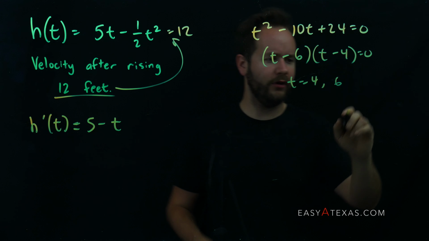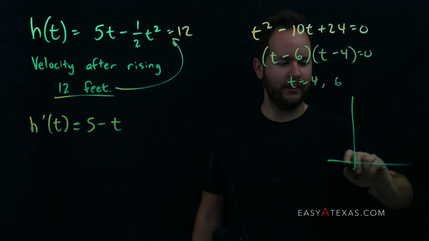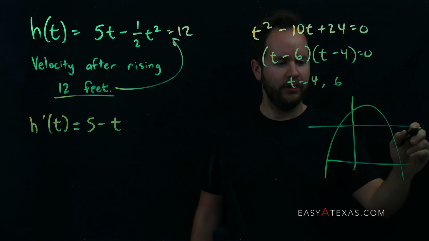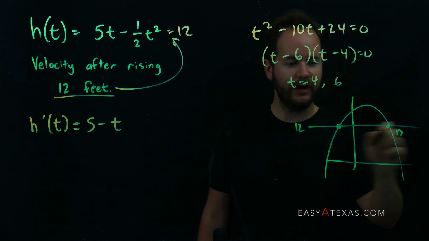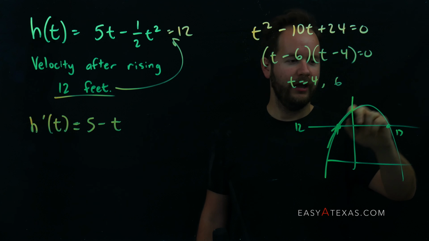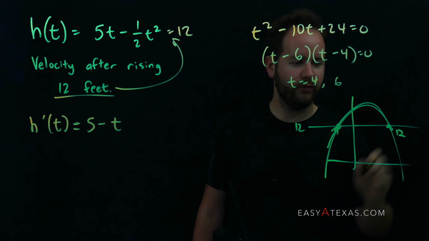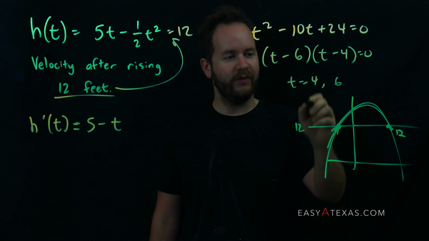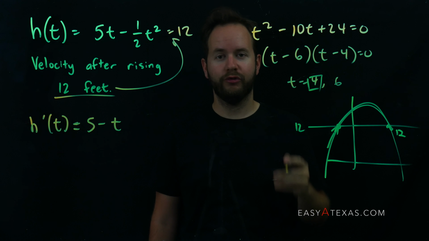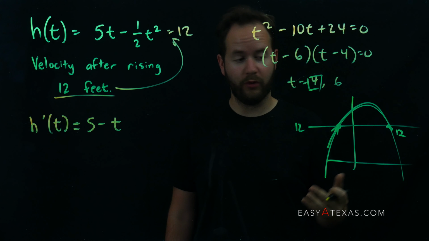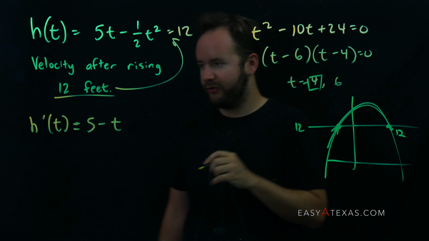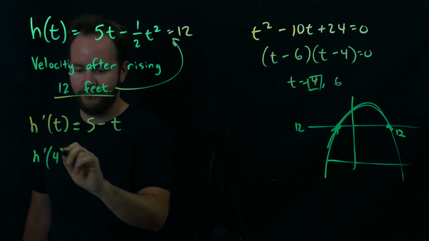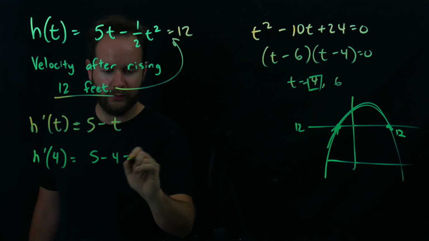which makes sense because, after all, presumably this rock is in parabolic motion. So there's a height of 12 here, and there's a height of 12 here. So it reaches a height of 12 at one point, and then comes back down and reaches another height of 12. We're going to use t equals 4 because we're trying to figure out the time where it first reaches 12 feet. So t equals 4 is going to be the magic number we plug into this function. So we're going to say h prime of 4 equals 5 minus 4, which is 1.